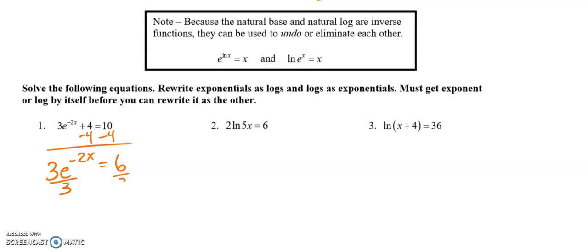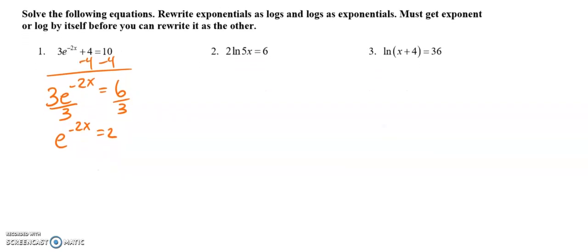We need to divide both sides by 3. e to the negative 2x equals 2. Now we're ready to rewrite it. Now we're going to rewrite this as a log. This would be log base e, natural log, of 2 equals the negative 2x. Then what? Get x by itself, divide both sides by negative 2.